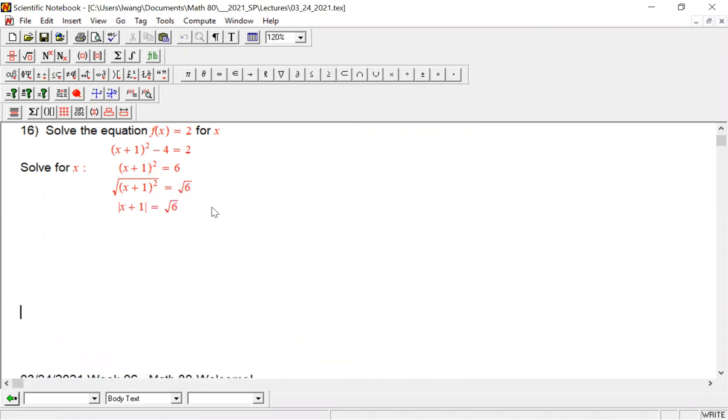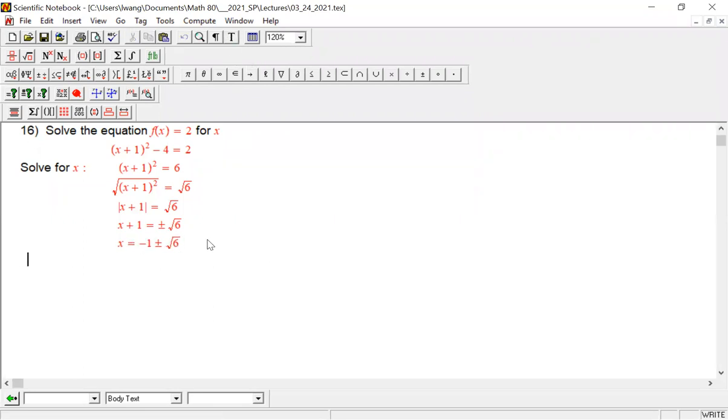And then what do we get? x plus 1 equals plus or minus square root of 6. So in the end, we subtract 1 on both sides, and x equals negative 1 plus or minus root 6.